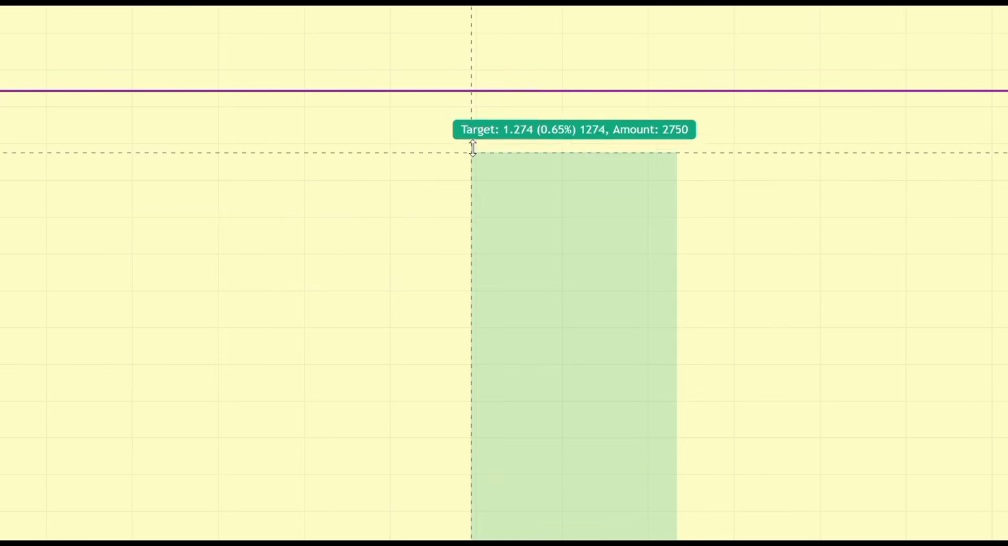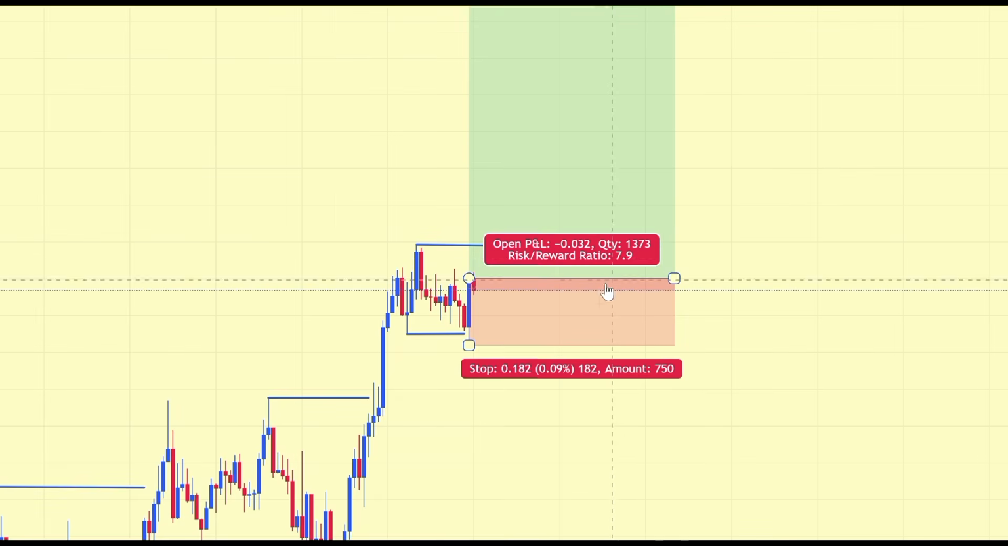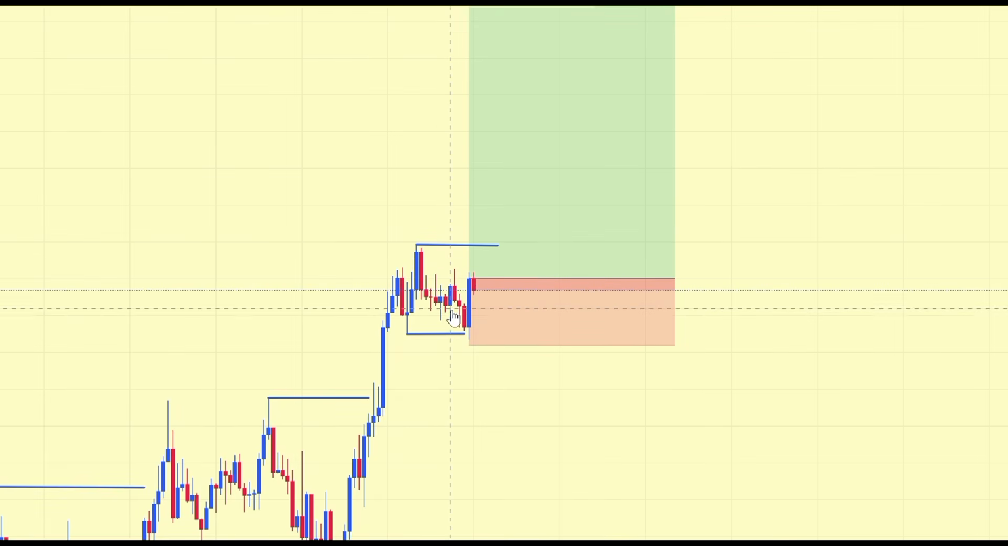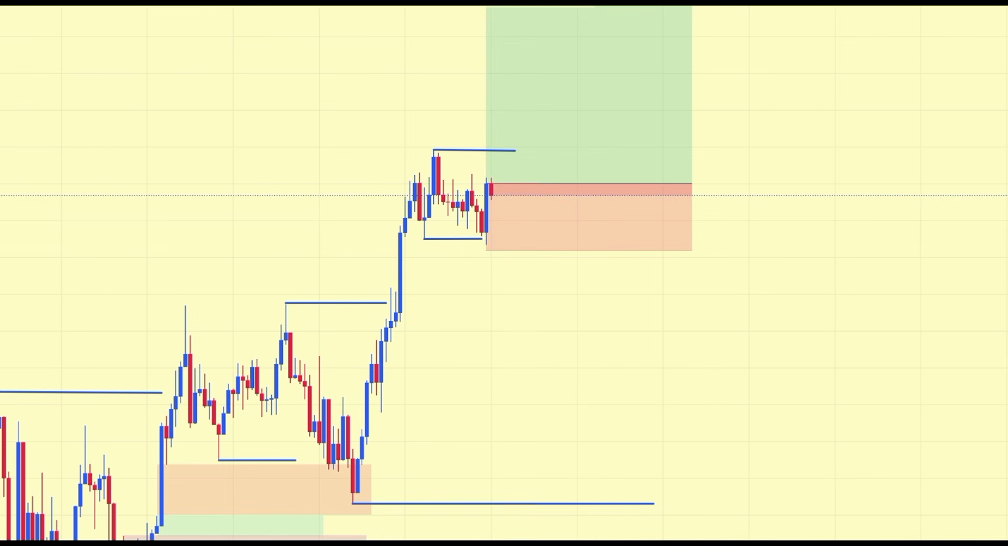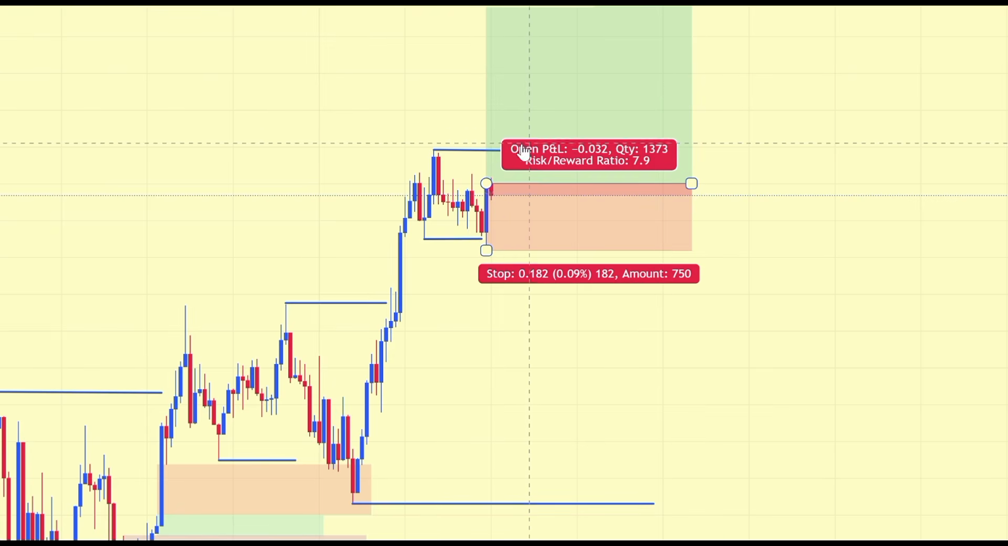So right now, this here would have been a great entry if price ends up respecting this inducement sweep. And this here is a major inducement. The major inducement is more impactful, so there is some possibility that price will eventually respect the sweep.